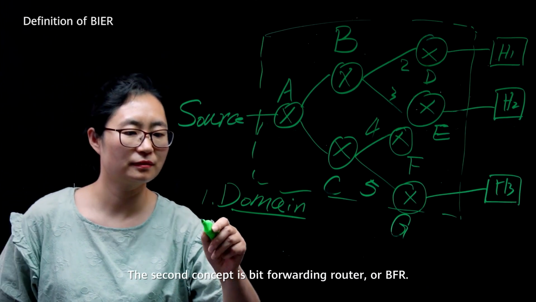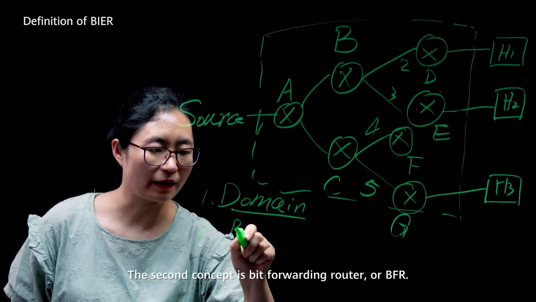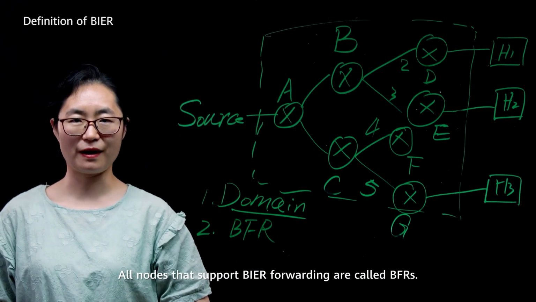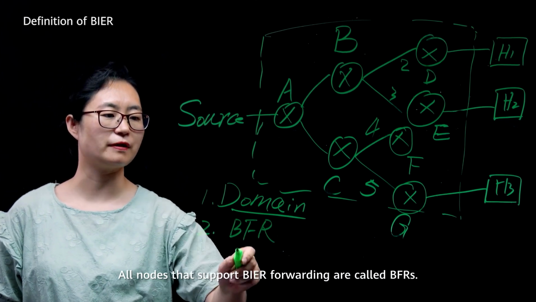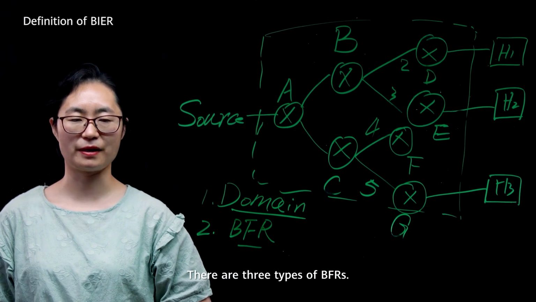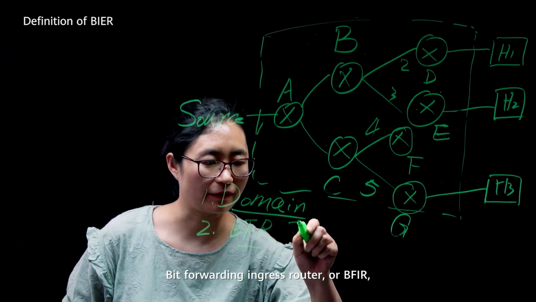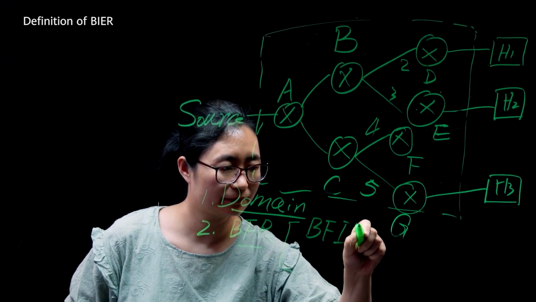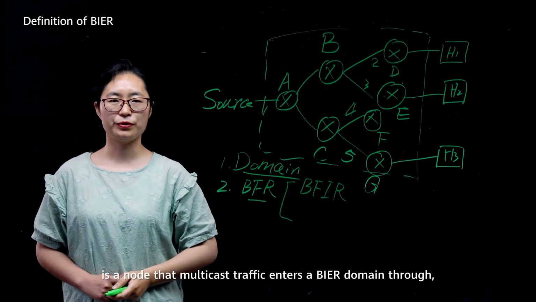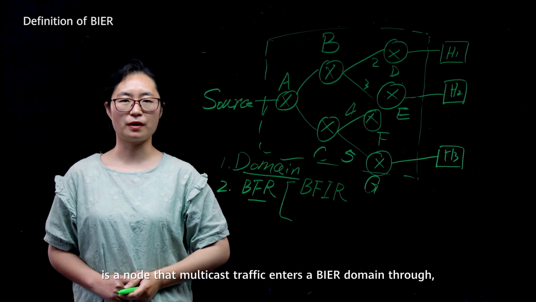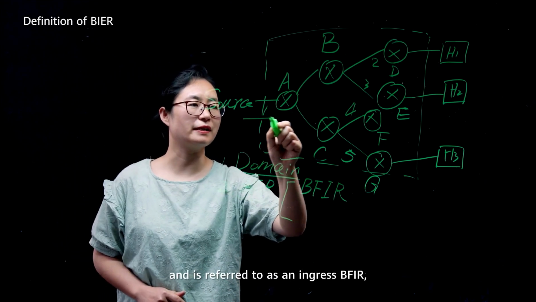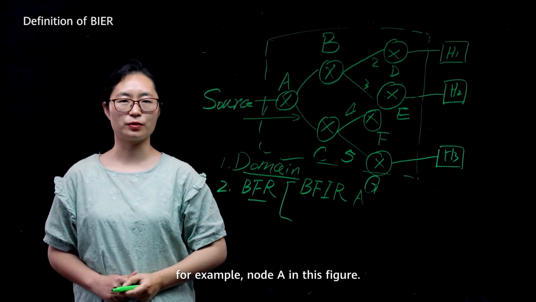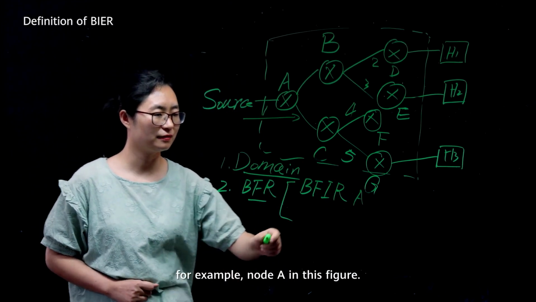The second concept is bit forwarding router, or BFR. All nodes that support BIER forwarding are called BFRs. There are 3 types of BFRs. Bit forwarding ingress router, or BFIR, is a node that multicast traffic enters a BIER domain through and is referred to as an ingress BFIR. For example, node A in this figure.